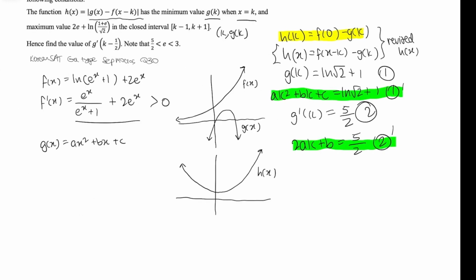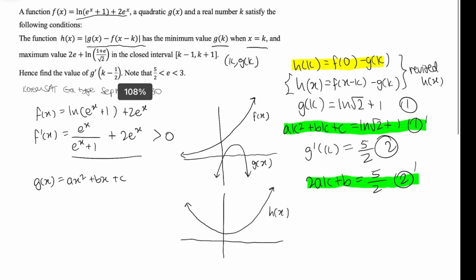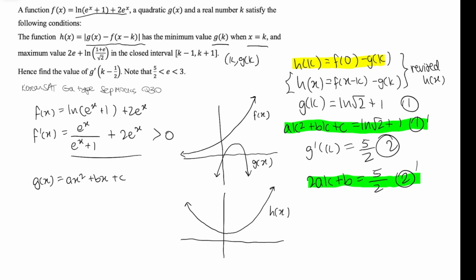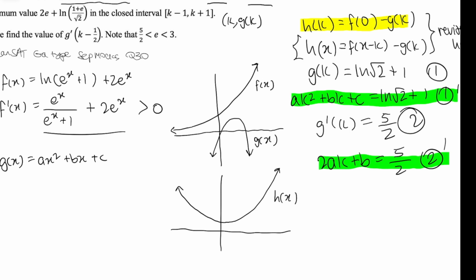Now we move on to the next part, which deals with a maximum value in the closed interval k minus 1 to k plus 1. The reason why this might seem a bit tricky is because we're not dealing with the real maximum of the function, but the maximum in this specific interval. And if we look at our rough sketch of h of x, we know that there can't be a local maximum that we can actually find the value of. So it does make sense that they're giving us the maximum value in a closed interval.